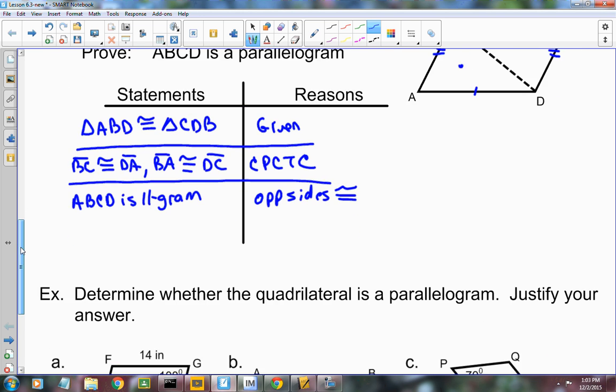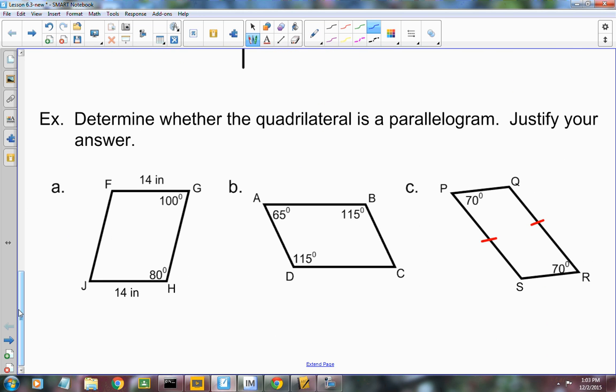Okay, here's a couple more. It's not a proof, but you just kind of have to look at it and justify it. Look at A. It shows that FG and JH are both 14. What does that tell me? They're congruent, right? Okay. Now, it says that angle G is 100 and angle H is 80. How does that help me? They're supplementary, okay?